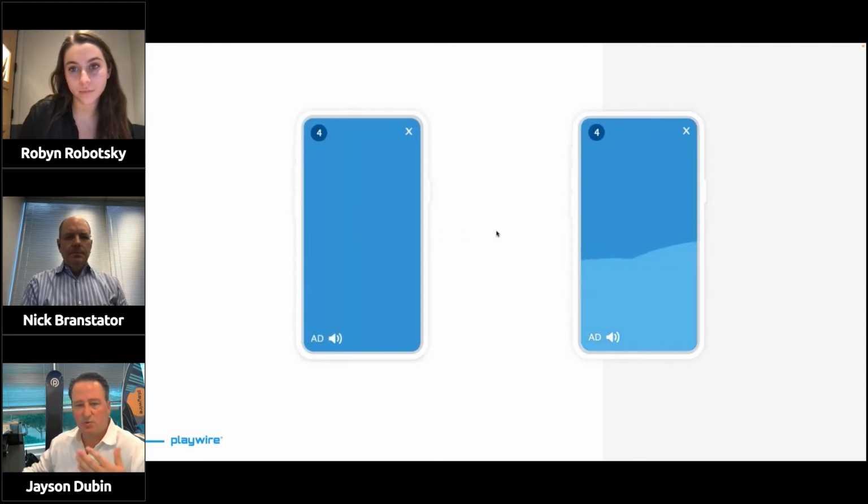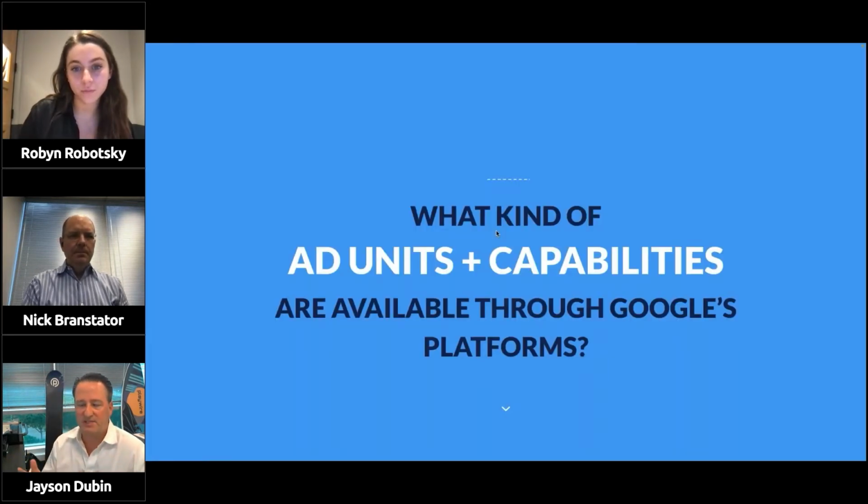So as Google thinks about this, what kind of ad units and capabilities are available through Google's platform that we should be thinking about? Not only if people use our company, but if they choose to go to Google themselves directly, what things are you doing that we should know about?